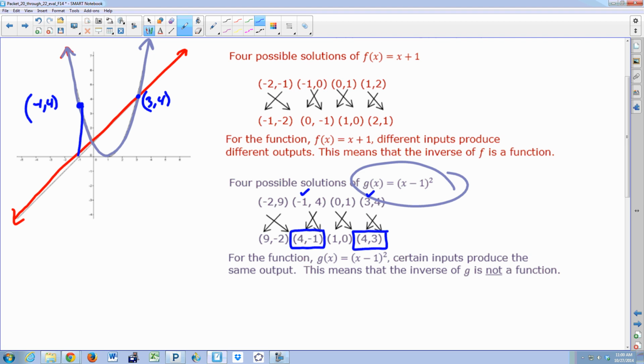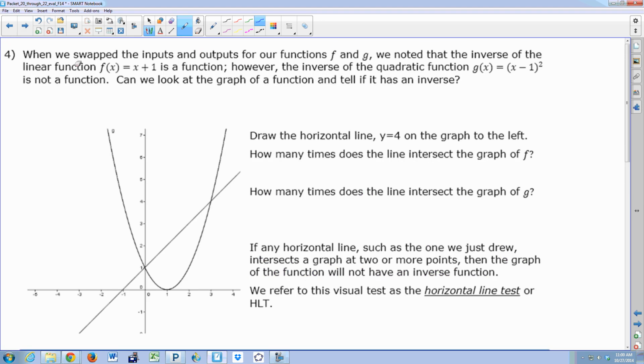So let's see if we can find some way to visually do this so that we don't have to go through all of this stuff. Is there some way to visually do this? Okay, Jesse, want to read this for us? So that's the question. Can we look at its graph and tell whether we have an inverse?